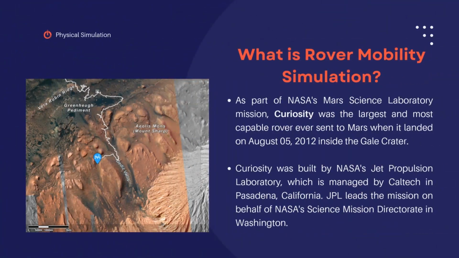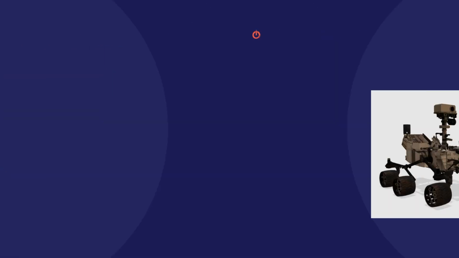As part of NASA's Mars Science Laboratory mission, Curiosity was the largest and most capable rover ever sent to Mars when it landed on August 5, 2012 inside the Gale crater. Curiosity was built by NASA's Jet Propulsion Laboratory, which is managed by Caltech in Pasadena, California. JPL leads the mission on behalf of NASA's Science Mission Directorate in Washington.